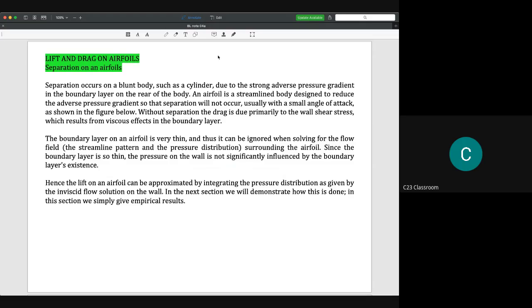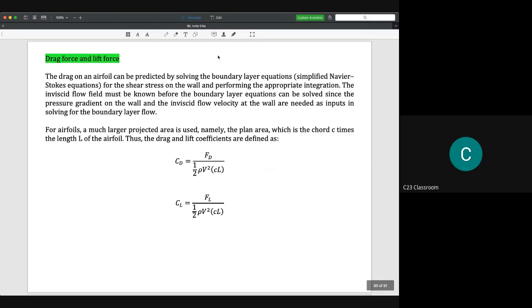Since the boundary layer is so thin, the pressure on the wall is not significantly influenced by the boundary layer's existence. Hence, the lift on an airfoil can be approximated by integrating the pressure distribution as given by the inviscid flow solution on the wall. In the next section, we will demonstrate how this is done. In this section, we simply give simple empirical results. So first, we go for the drag force and the lift force.